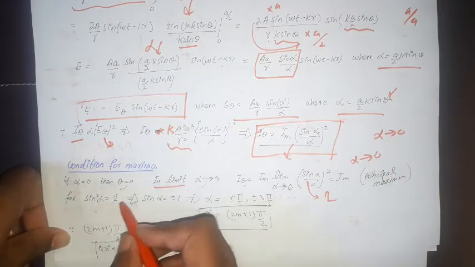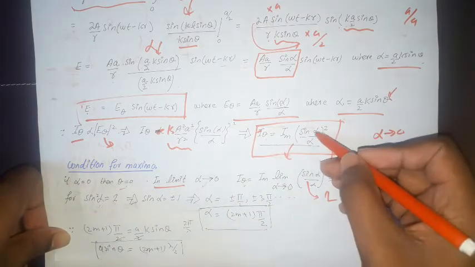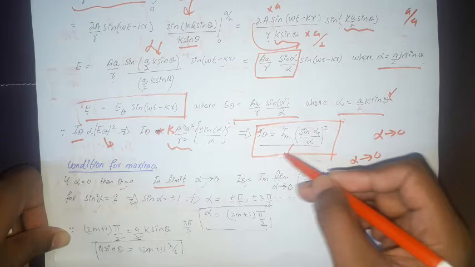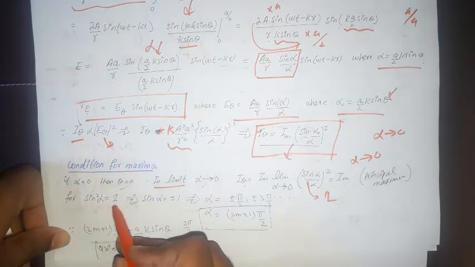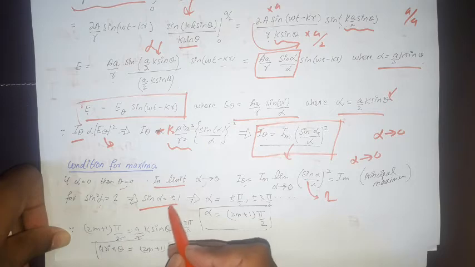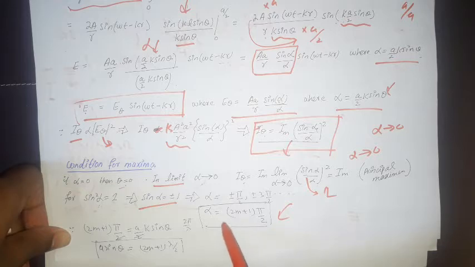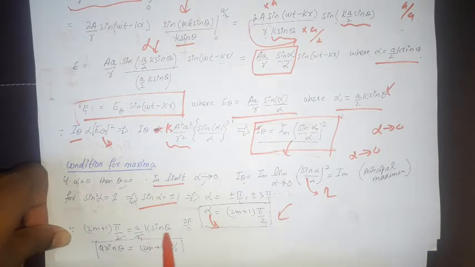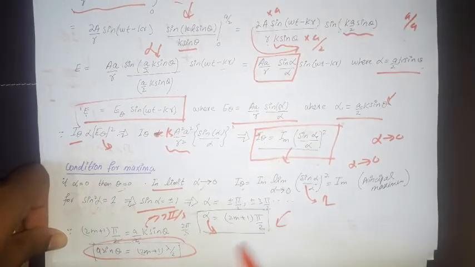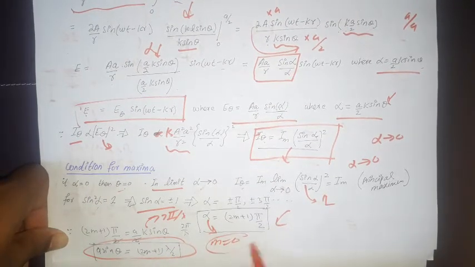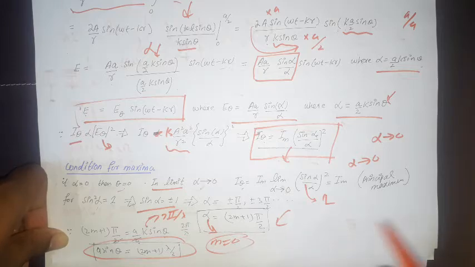Next, if we have sine square alpha equal to 1, look here at this expression. If sine square alpha is equal to 1, then we have I maximum by alpha square. So sine alpha is equal to plus minus 1, and alpha will be plus minus pi by 2, plus minus 3 pi by 2. So I can write it this way: alpha is equal to (2m plus 1) pi by 2. In other words, I can put the value of alpha, which is alpha equal to a by 2 k sine theta. Also k is equal to 2 pi by lambda. Putting it here, I get this condition. So this is the condition for secondary maxima. For m equal to 0, we get the first secondary maximum, and for m equal to 1, we get the next order maximum.